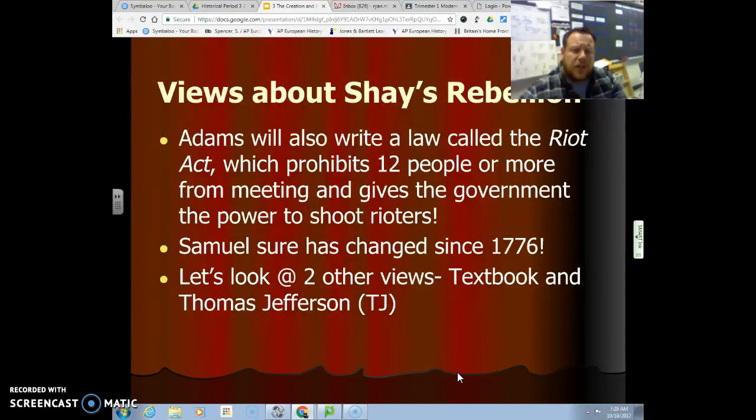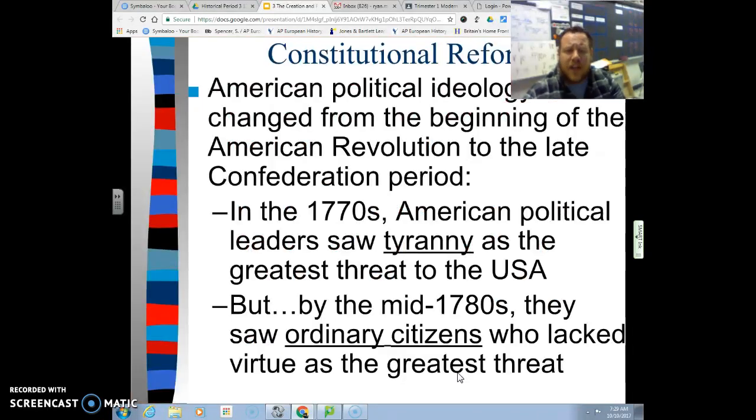Adams, when he was in office, also wrote something called the Riot Act, which prohibited more than 12 people from meeting at one time, and the government had power to shoot the rioters. I mean, things have changed a lot since 1776 when he was doing this kind of stuff as well.